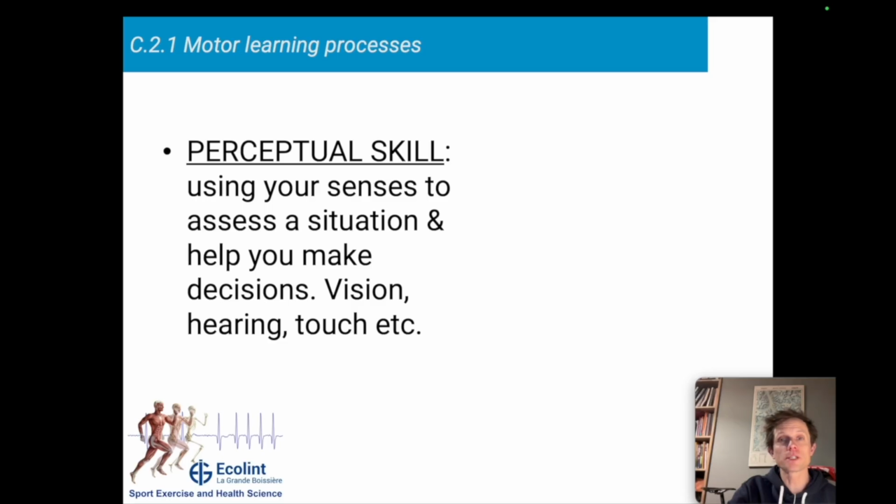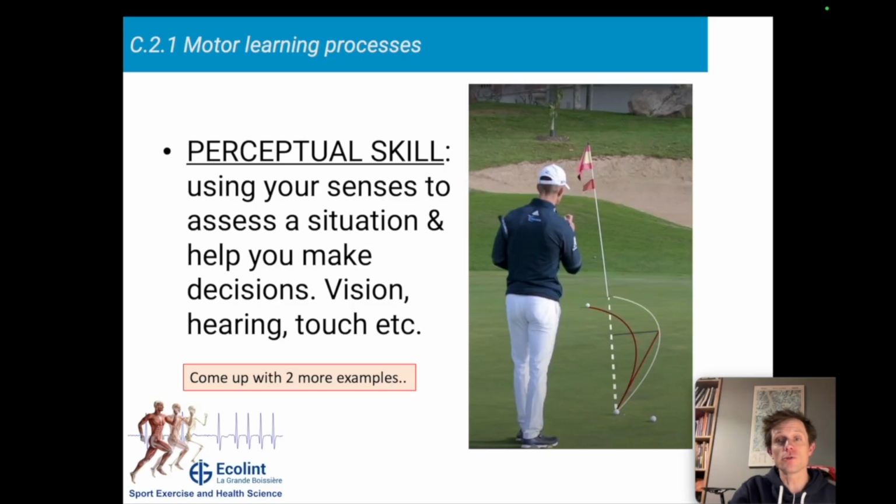Next, we can talk about perceptual skills, and these are skills where it's really important to be able to intake information from the world around us and use that to help us make decisions. Normally, these stimuli are visual or auditory stimuli. In the world of sports, a good example of this might be a golfer who is able to look at the green and analyze exactly where that shot needs to be placed in order to take into account the hill or the slope of the green to give it the best chance of success.